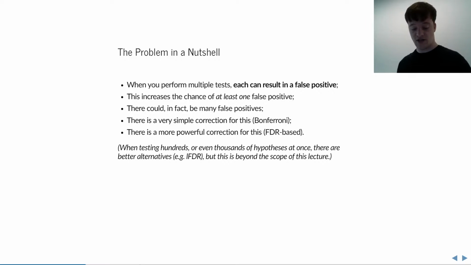There is a very simple correction, which is just to multiply all your p-values by the number of tests. That's called Bonferroni. And there is a much more powerful correction based on the false discovery rate, which I will discuss last. I just want to mention that there are other ways to deal with the multiple testing problem. I think the most successful of which is the local false discovery rate. But that requires at least a basic understanding of Bayesian statistics, which is a bit more involved. So that's not part of this course. I just want to make you aware that there are more complicated ways to deal with this.